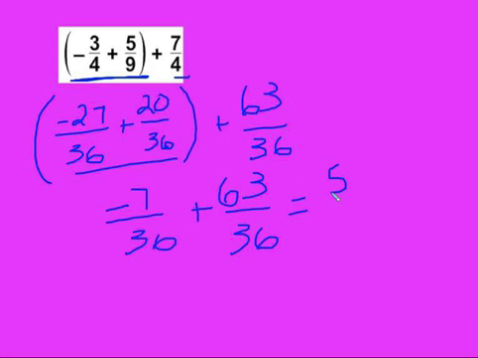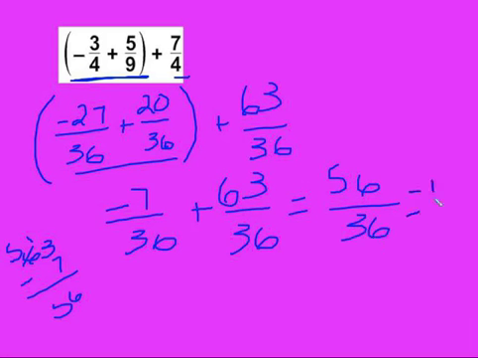I hope you're solving it in my pause. So 63 minus 7, all right, 56 out of 36. So then we need to reduce that. I know 36 can go into 56 one whole time, leaving me 20, which we can reduce by 4 in the numerator and denominator, which is 1 and 5/9.